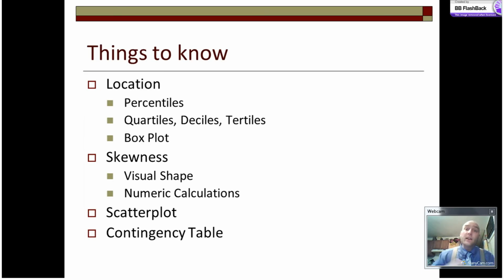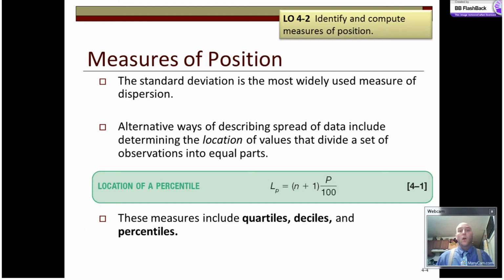The things that we are going to talk about today are things like location, including percentiles, quartiles, deciles, tertiles, and how to use those things to draw a box plot. We're also going to talk about skewness of distributions so we can see its visual shape, but also the numeric calculations that go into translating those shapes into numbers. Take a brief look at the bivariate relationships we can display with a scatter plot. We're also going to investigate contingency tables, another way that we can demonstrate bivariate relations. We're going to start by talking about measures of position.